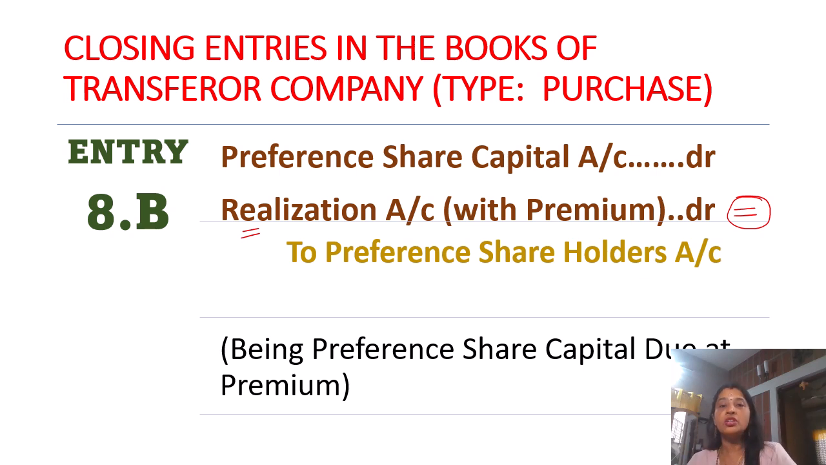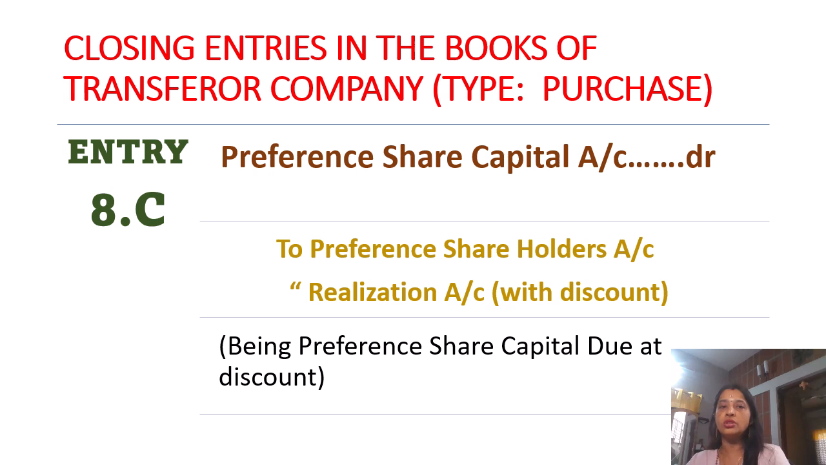Only the premium amount. Say for example, the preference shareholders were paid 12 lakhs, but they were supposed to be paid 10 lakhs. So how much is the premium? Premium is 2 lakhs. Now this 2 lakhs will come in realization account. This is if it is due at premium. If it is due at discount, the entry will come on the other side. Rest all same: preference share capital account debit to preference shareholders, to realization account if it is due at premium. In the discount case, the realization account will be credited only with the discount amount. So 8A, 8B, 8C.